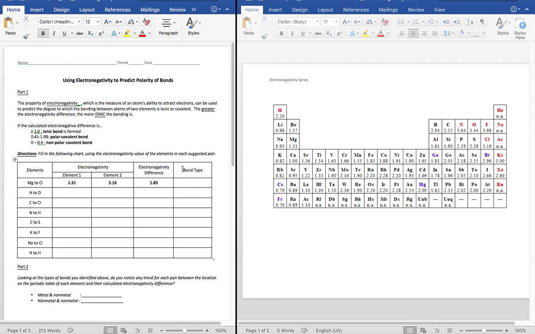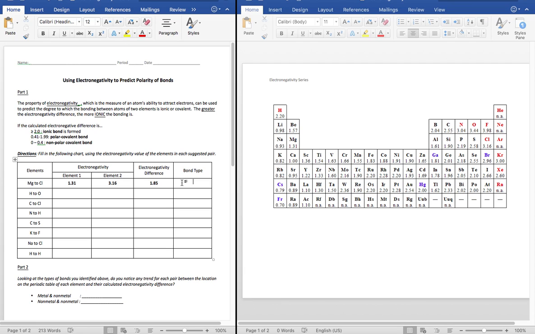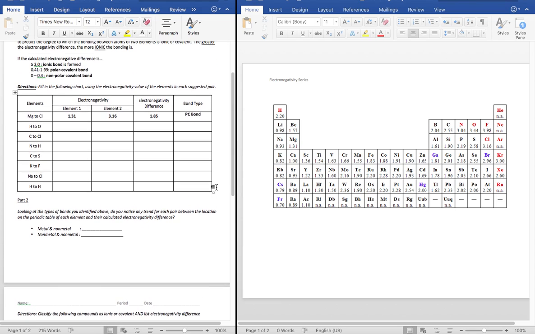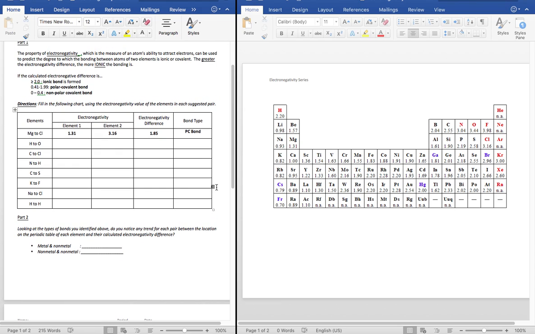Now it says bond type here. For the bond type, since we came up with 1.85, and we end up here, this is going to produce a polar covalent bond. Okay, so we're going to write polar covalent bond. I abbreviated. You're welcome to abbreviate. I'm okay with that. Check with your teacher, though, to make sure they're okay with that as well. I will show you a second one if you're still having trouble. If you're feeling confident, go ahead and jump into it.